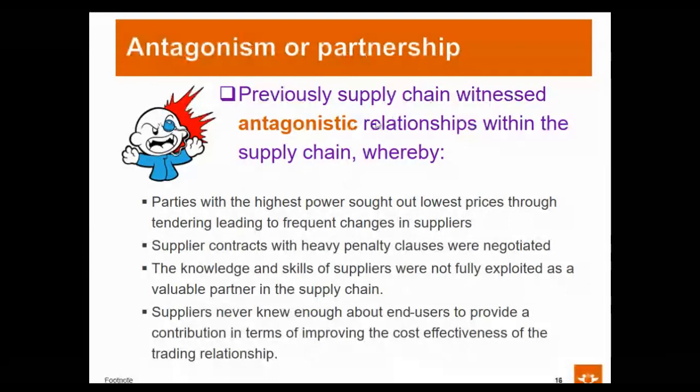So typically within a supply chain, because of these power relationships, supply chains are either viewed as antagonism or a partnership agreement. So previously, or sometimes, supply chains witnessed antagonistic relationships, whereby parties with the highest power sought out lower prices through tendering, leading to frequent changes in suppliers.